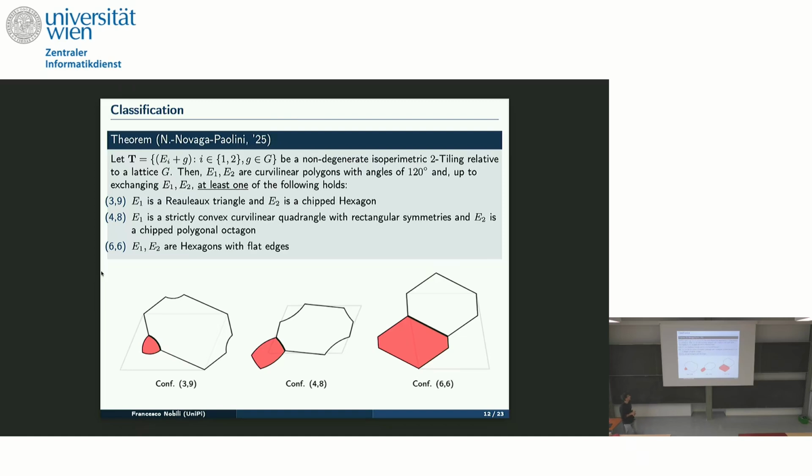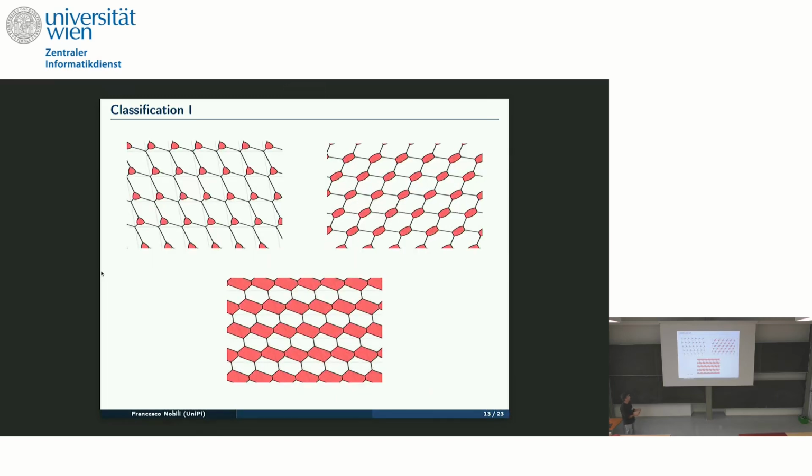And the last one would be configuration 6-6, which is two hexagons sharing a flat edge. Of course, all of these would tile the plane according to the lattice, and the lattice here is different, but if you want to visualize the tiling structure, this would be the classification result.